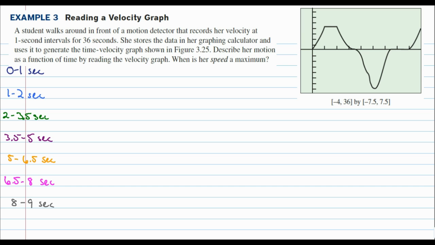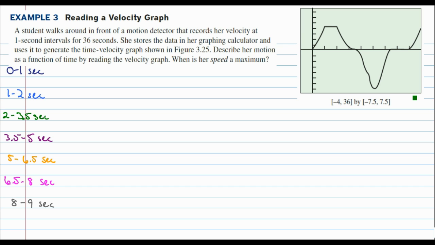Okay. So now let's look at an example where this might apply. Example 3, reading the velocity graph. A student walks in front of a motion detector that records her velocity at 1-second intervals for 36 seconds. She stores the data in her graphing calculator and uses it to generate the time-velocity graph shown in this figure. Describe her motion as a function of time by reading the velocity graph. When is her speed a maximum?